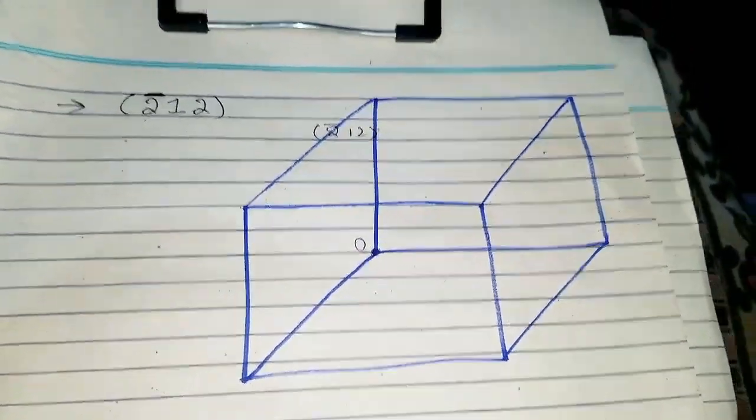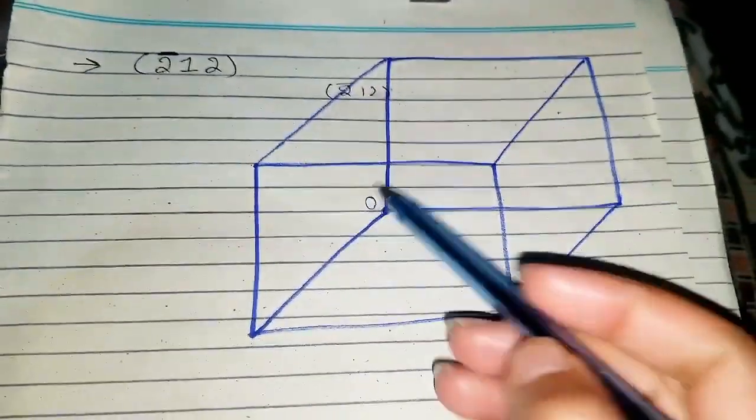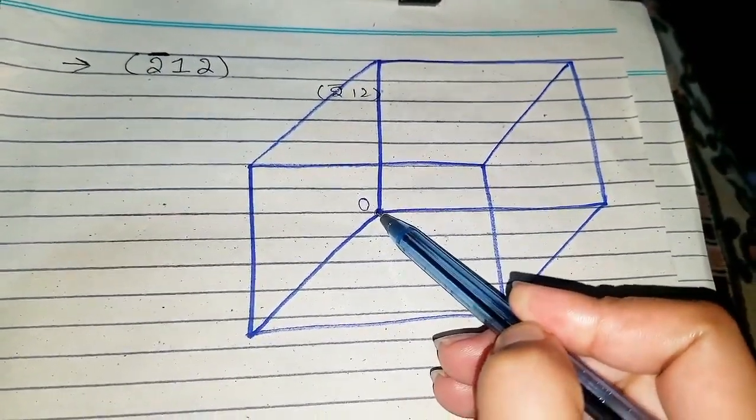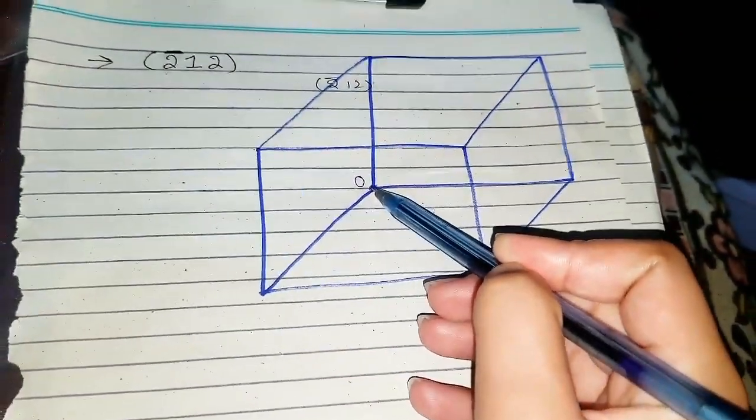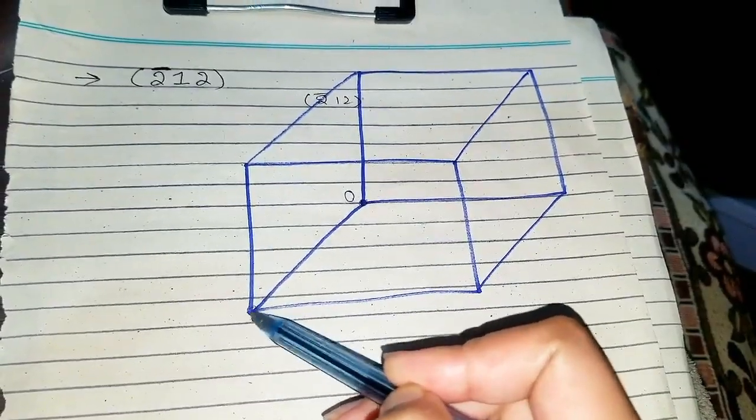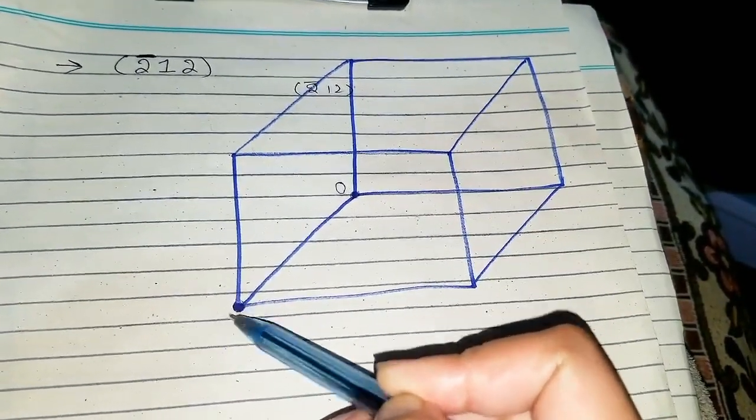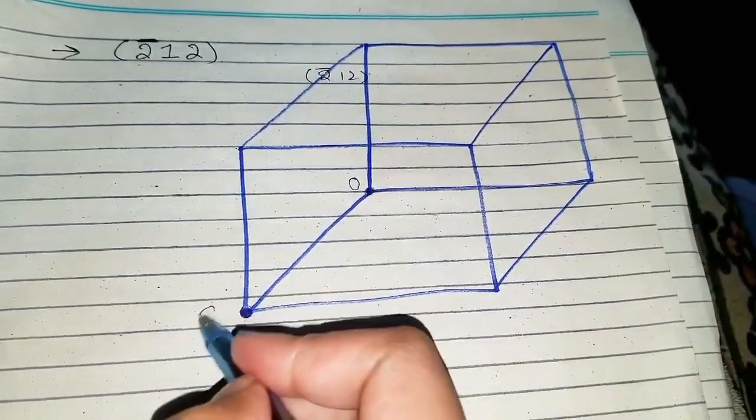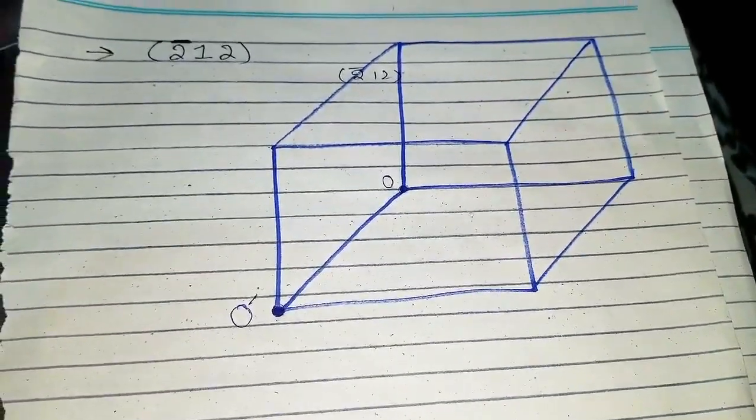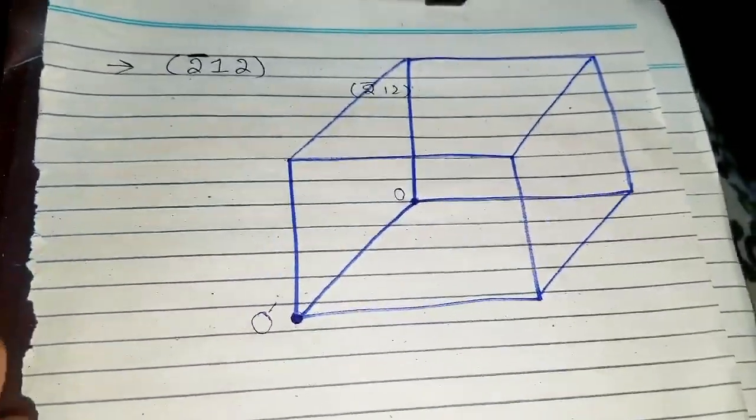So first of all, the x index is negative, so we'll shift the origin, starting from the all positive origin, by 1 unit along the x direction, which is this point. Since the other indices are positive, no more shifting is required, and this is the final origin that we will use to draw that plane.